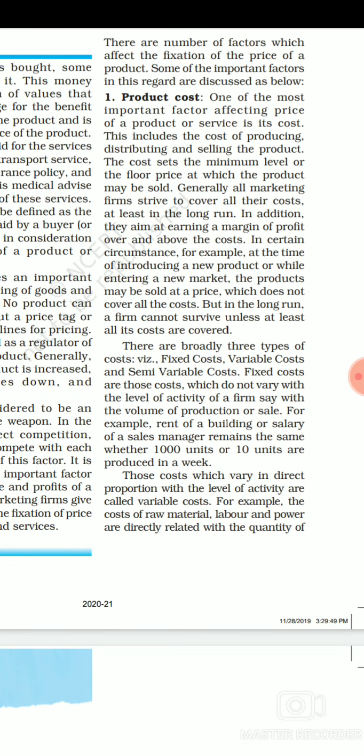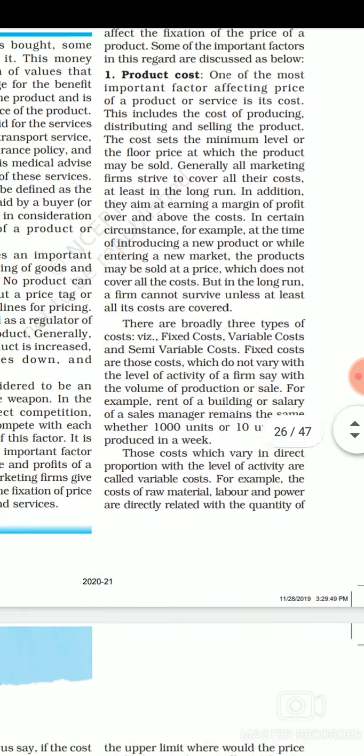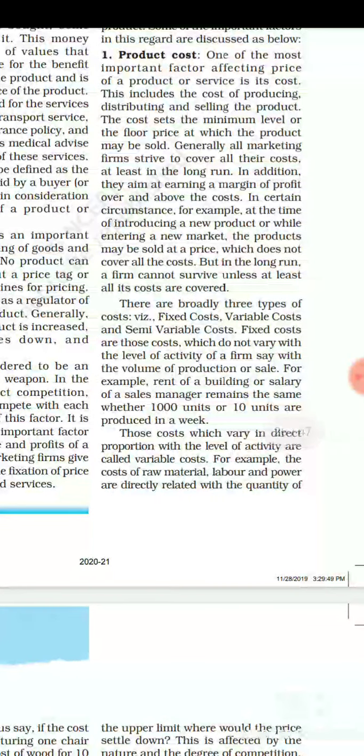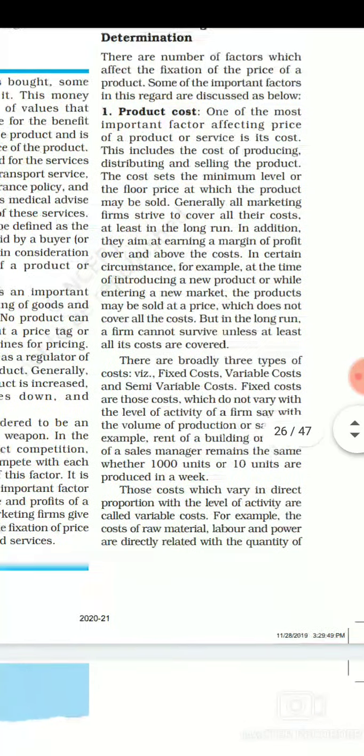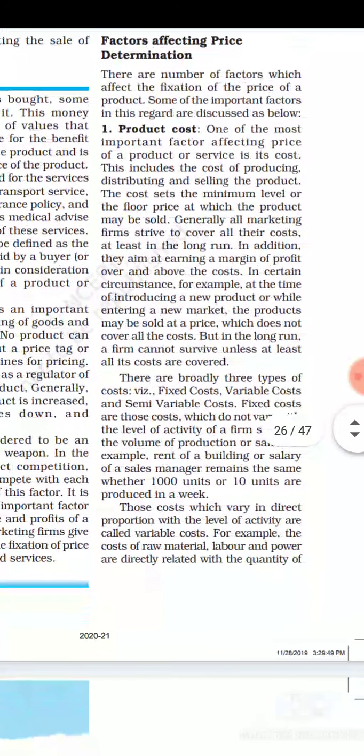It means to produce a product, to distribute it, to sell it, to promote it, how much expenditure has been incurred. We need to take care of all those things before deciding the product cost, right.